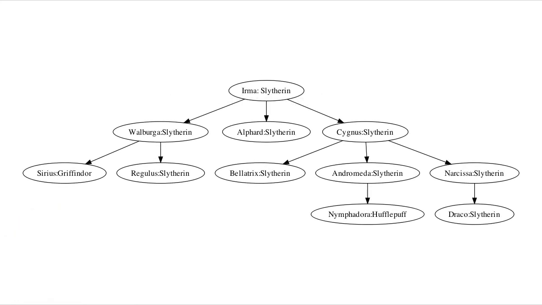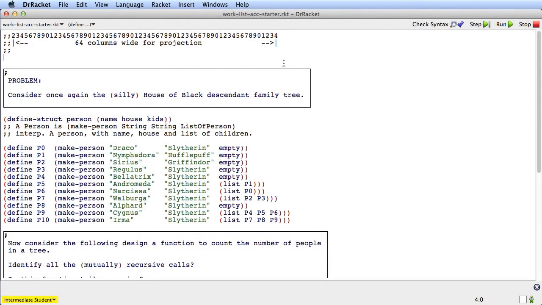As an example, let's go back to the silly House of Black descendant family tree. So in this tree, it's a descendant family tree, so we have a parent that has any number of children, which can each have any number of children, and so on and so on. And all we're going to want to do this time is just count all the people in a tree. So if we call our count function with this top person, we would count all the way down through the tree like this, 1, 2, 3, 4, and so on. Okay, let's get going on it.